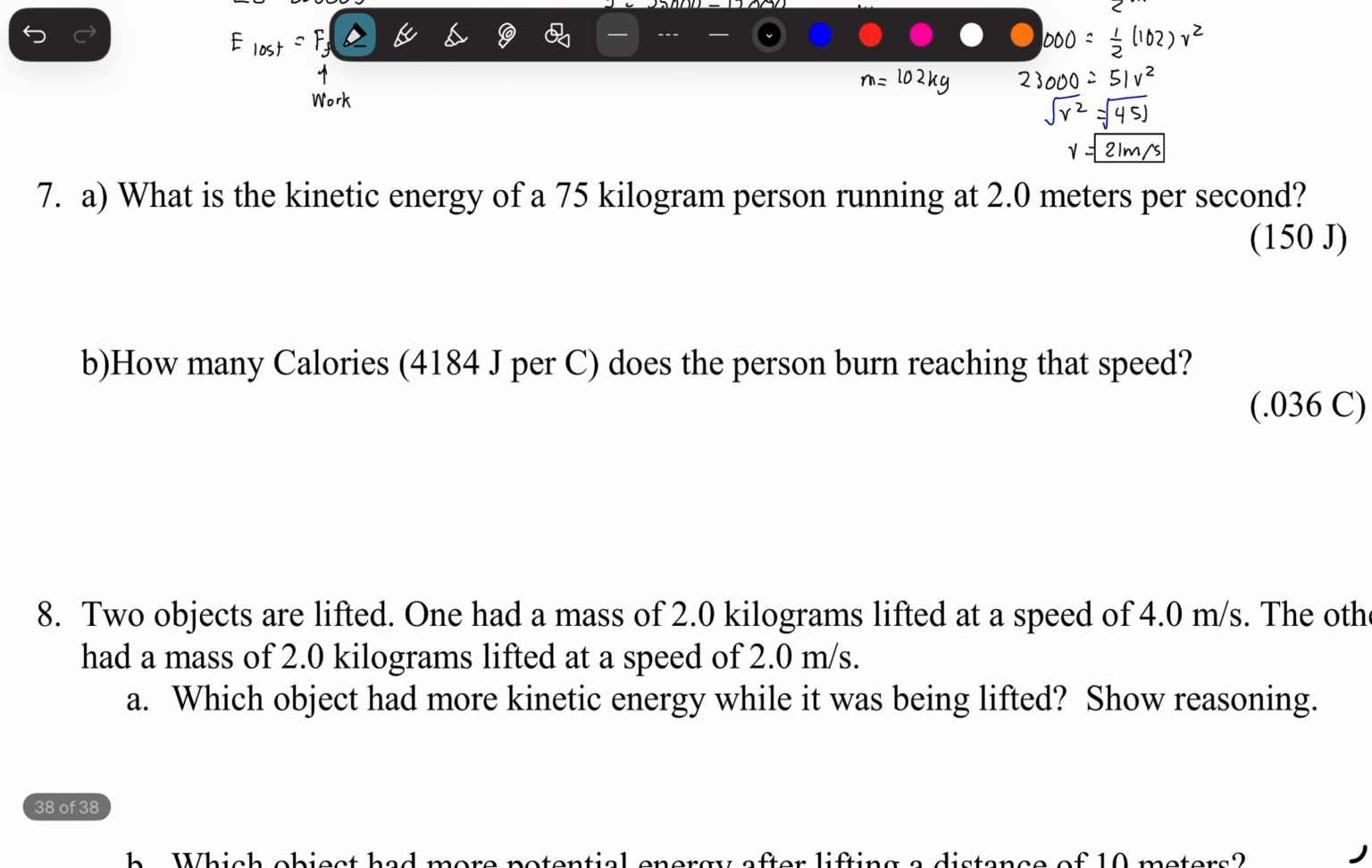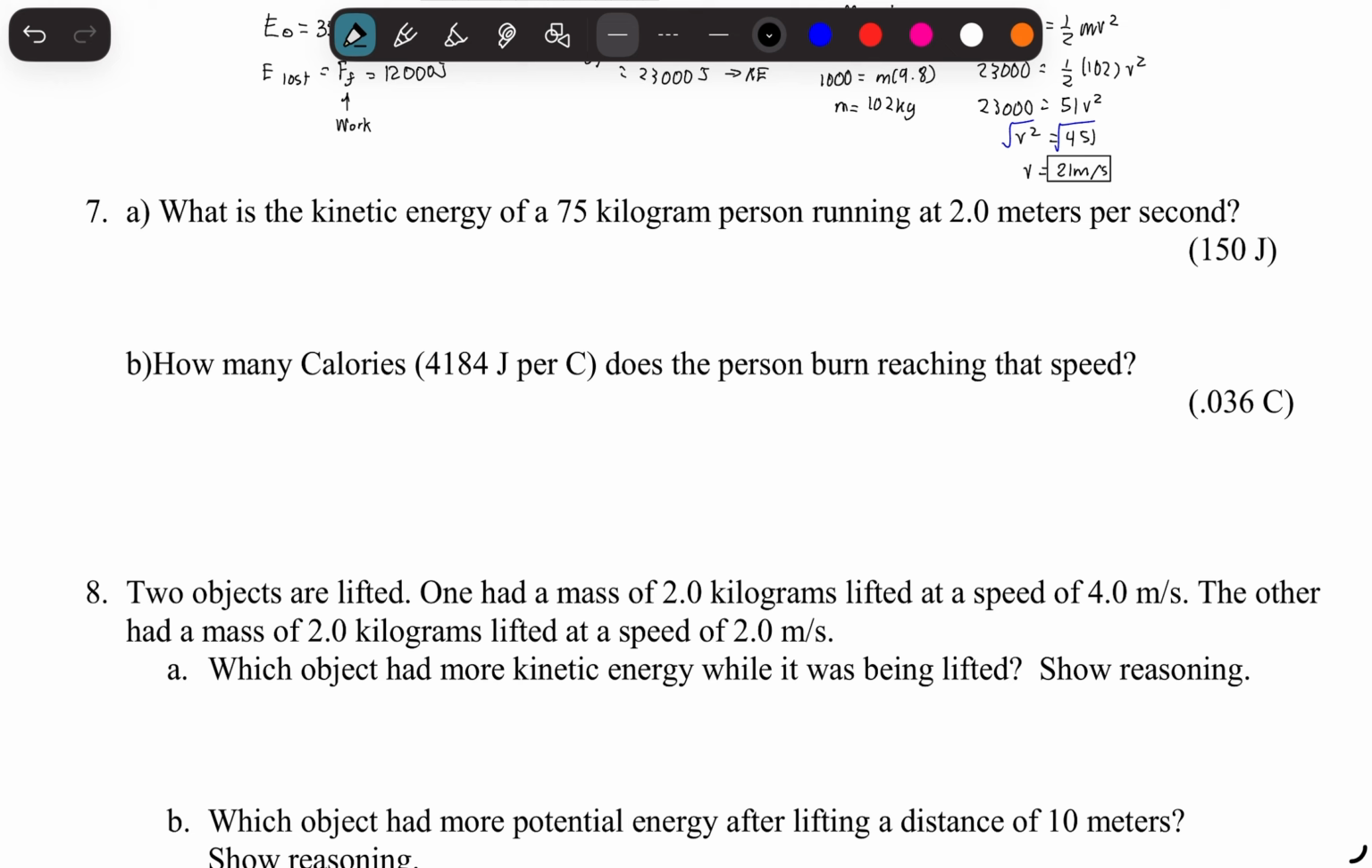What is the kinetic energy of a 75 kilogram person running at 2 meters per second? So, the mass of this person is going to be 75 kilograms. The velocity of this person is going to be 2.0 meters per second. We know the kinetic energy is going to equal 1/2 of 75 times 2 squared. That's going to equal 37.5 times 4, which is equal to 150 joules.